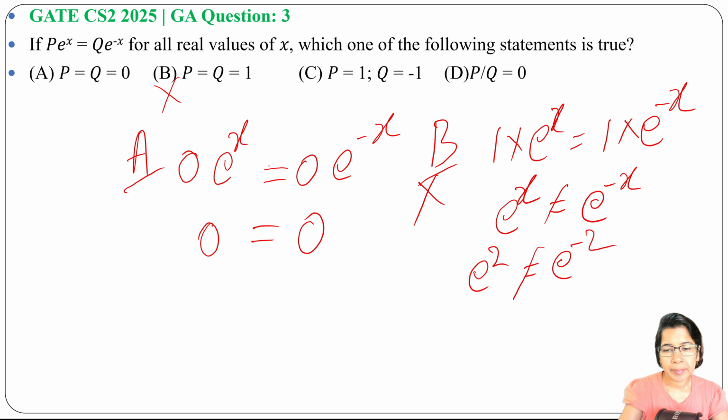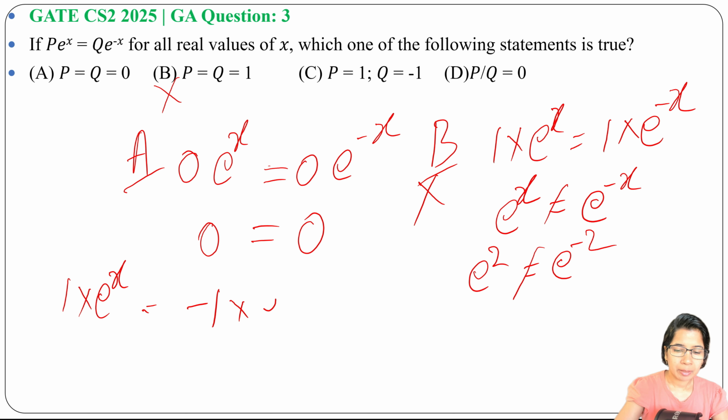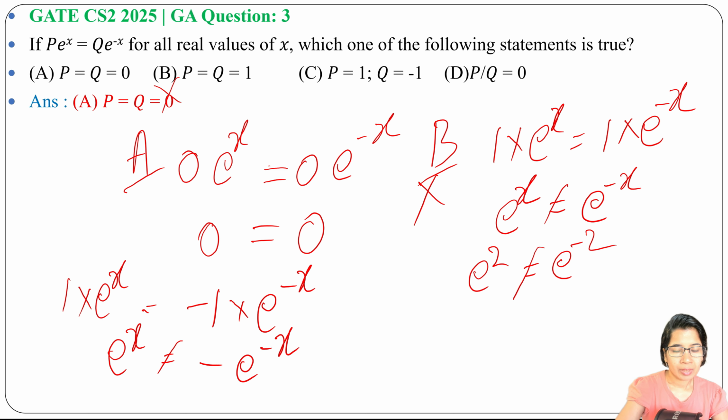Next option C, P equals 1, Q equals minus 1. Just put 1 multiplied by e power x equals minus 1 multiplied by e power minus x. So e power x equals minus e power minus x. Both are not same. So e power 2 is not equal to minus e power minus 2, if in place of x we write 2. So option C is also false.